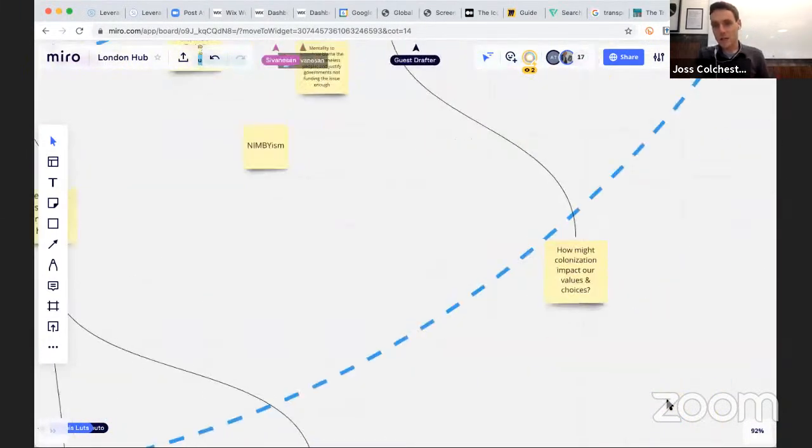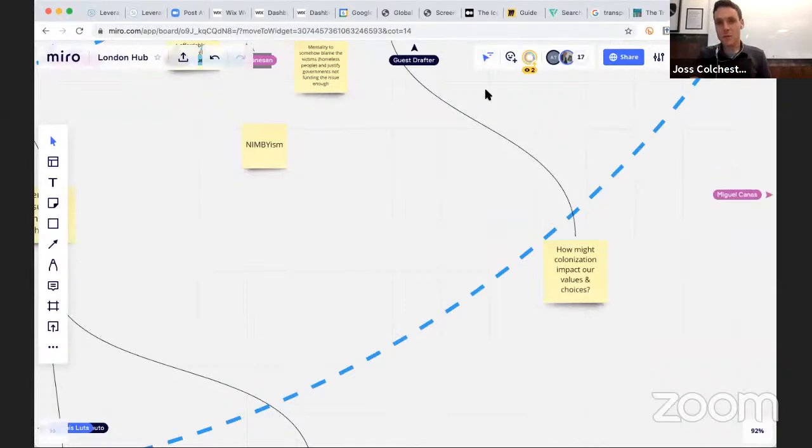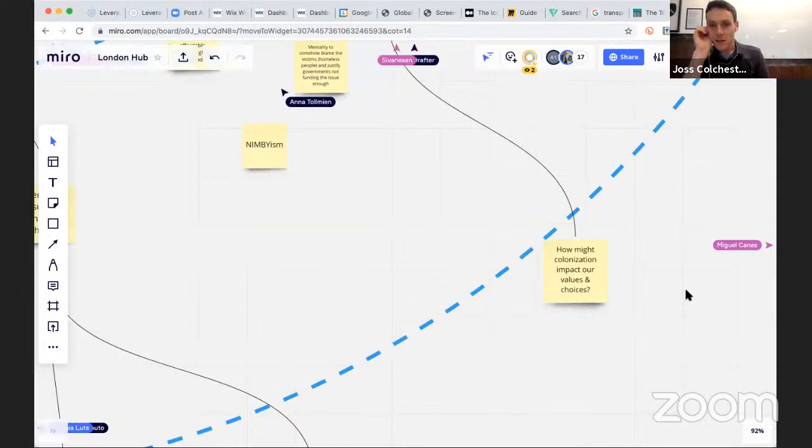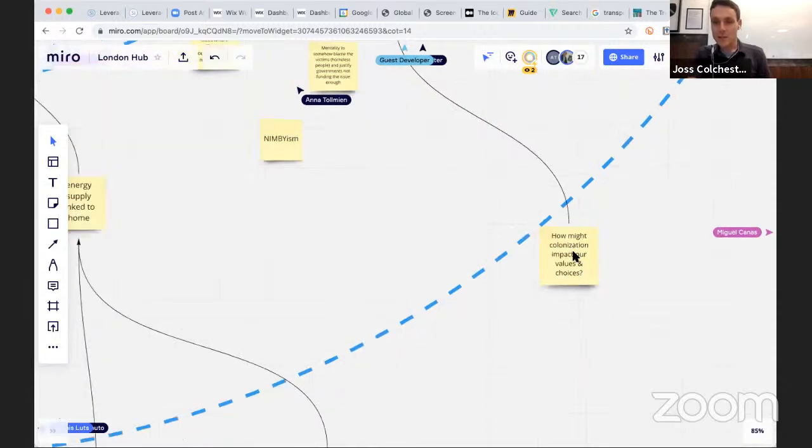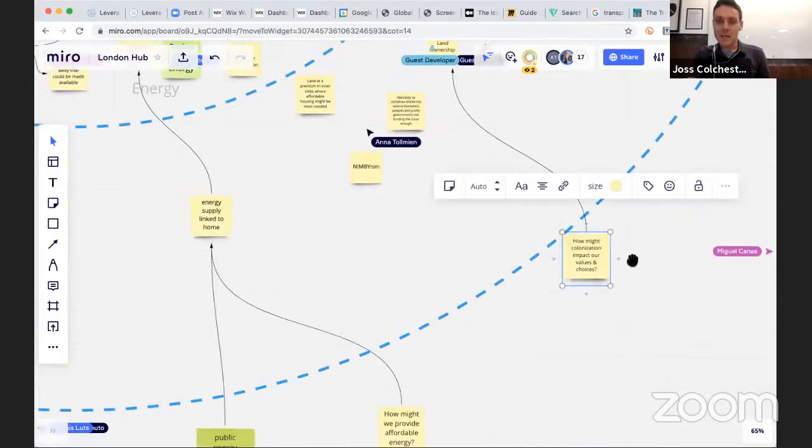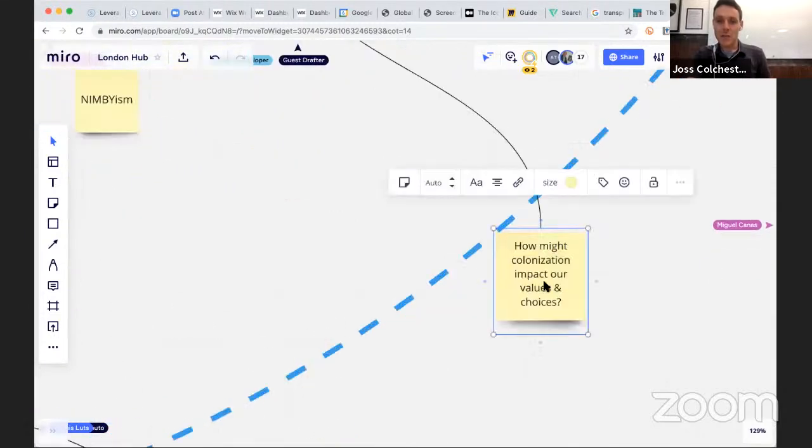So down here, how might colonization impact our values and choices? But it's not really a place we're going to, is that a place we're going to intervene?